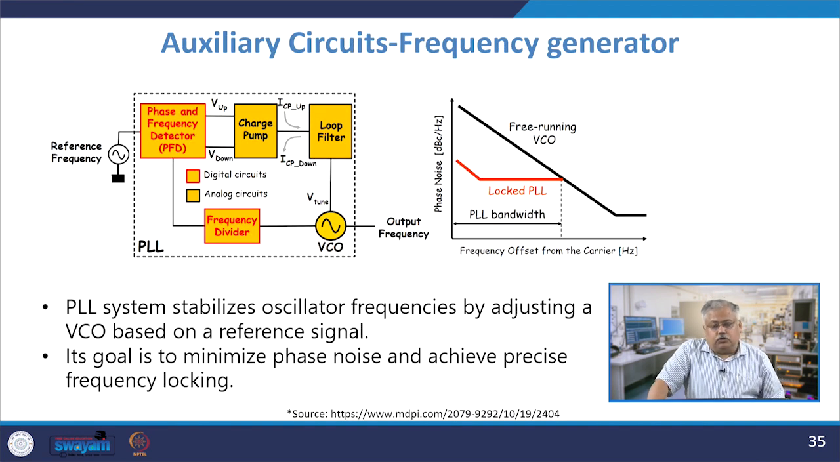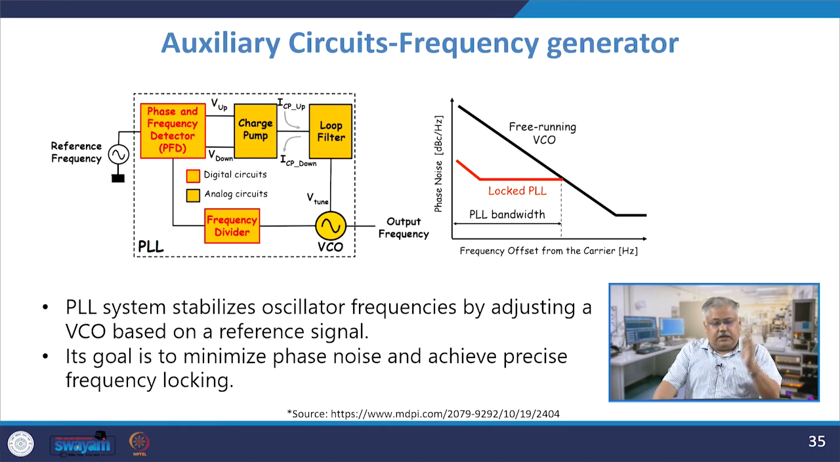Then within this we also have a frequency generator, which is basically using a PLL, or a phase lock loop, and it stabilizes the oscillations. What is the main problem with an oscillator? It is the stability of the oscillations at such a low temperature, and this PLL system helps to stabilize the oscillations by adjusting the VCO gain based on the reference signal.